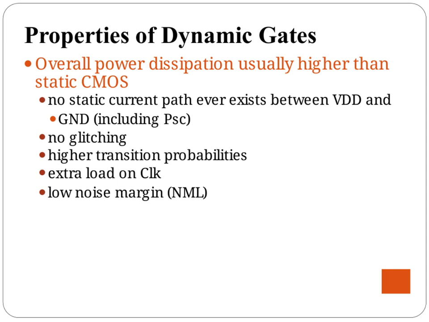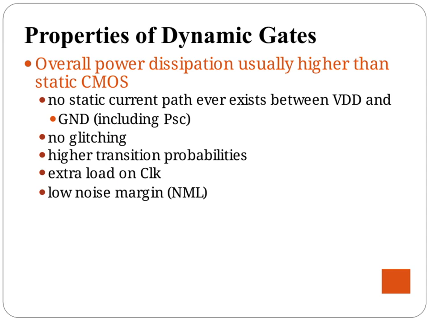However, dynamic gates tend to have higher transition probabilities, leading to more frequent switching activity and an extra load on the clock signal, both of which contribute to increased power consumption. Another crucial point is that dynamic gates do not experience glitching. This is an advantage in terms of signal integrity and noise reduction during operation.